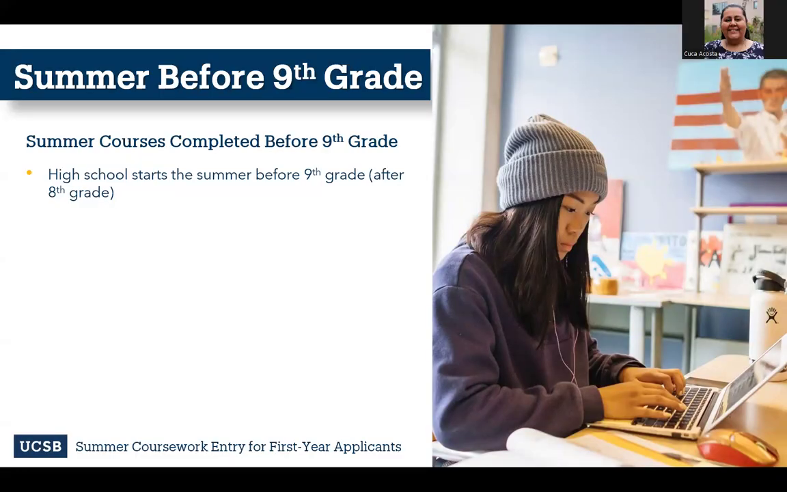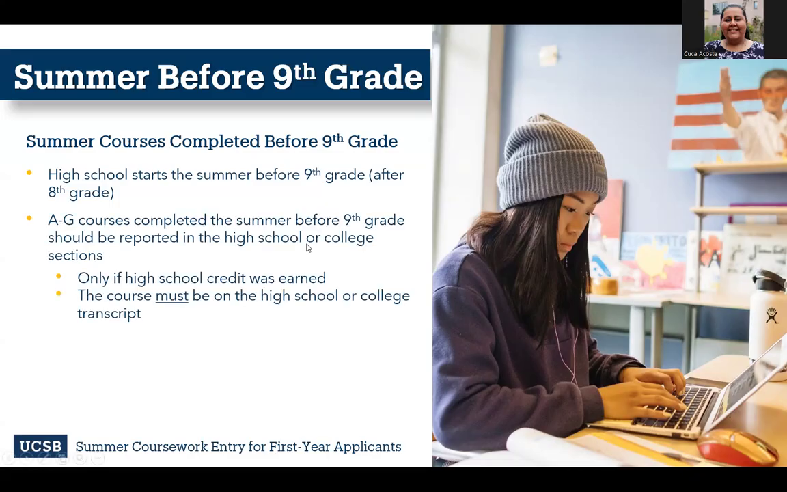So after the student completes their 8th grade year, they're technically now considered a high school student. And so that would mean high school is technically starting for them before 9th grade or after 8th grade. That summertime, in terms of the coursework that they're completing, is when high school would start. So if a student took summer courses after 8th grade, and it wasn't remedial middle school coursework, but courses that would earn them high school credit or college level credit, they would need to report those UC approved A through G courses in their high school coursework or college coursework section appropriately of the UC application tab.